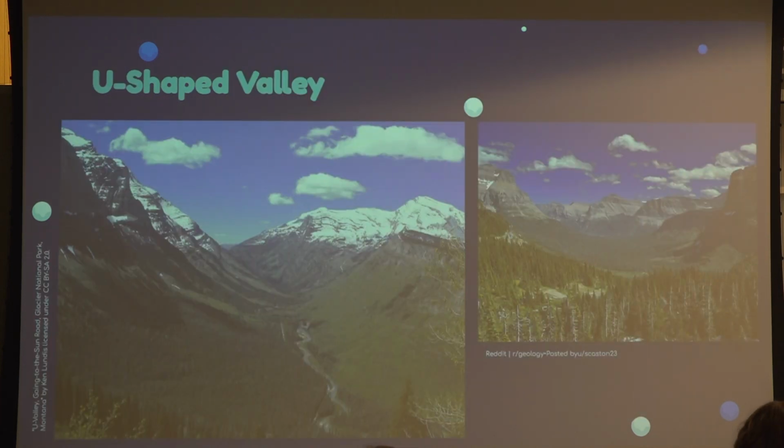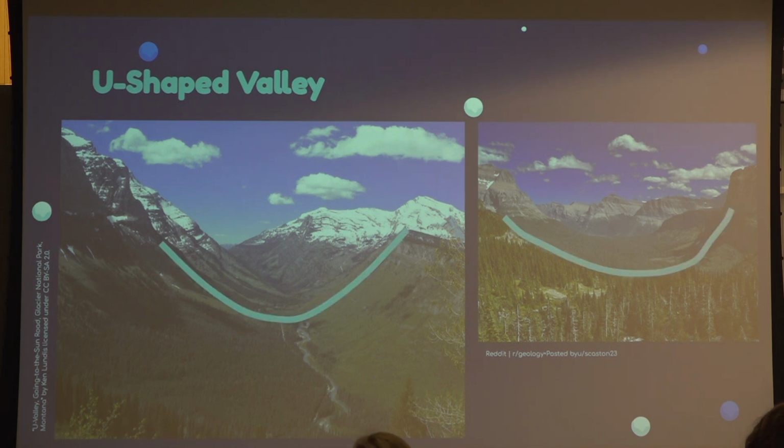Here's our beautiful U-shaped valleys. Both of these pictures are from Glacier, off of Going to the Sun Road. You've probably got exactly this same shot in your house somewhere. But this U-shaped valley you can see here and here. That's when that big ice lobe comes down and just smooths all the rough surfaces as it comes through.